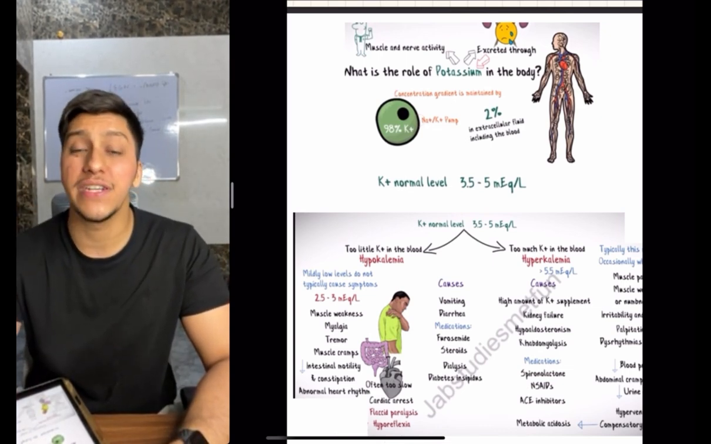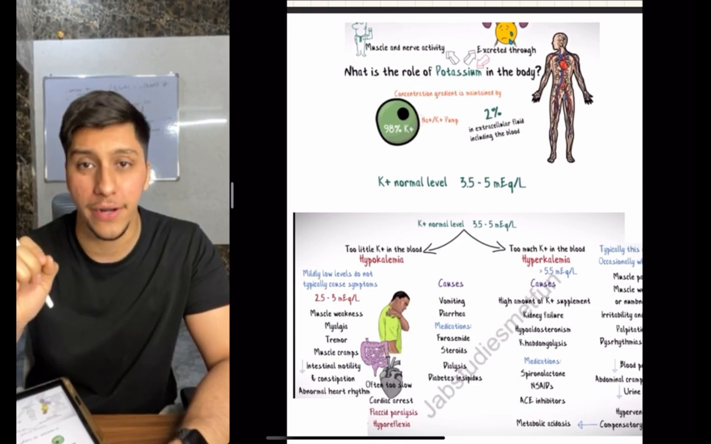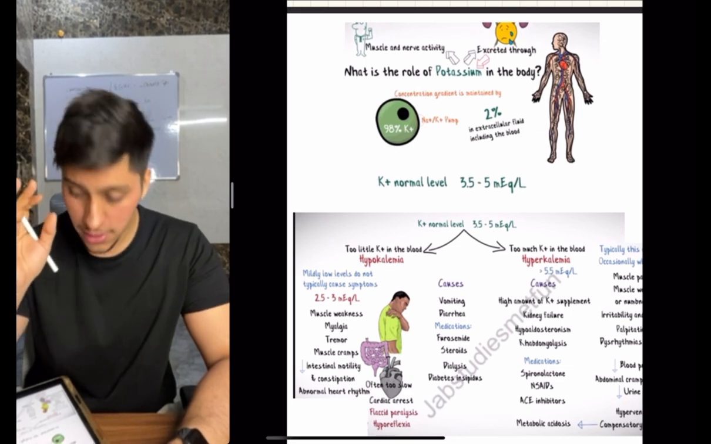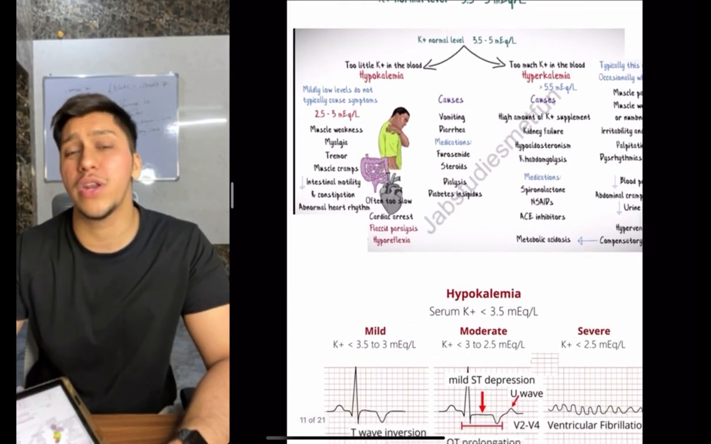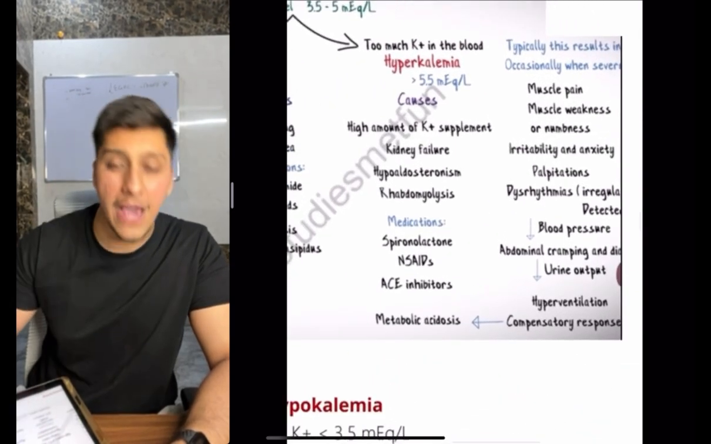Potassium: 98% is within the cell and 2% is in the extracellular fluid or in the blood. Alright, the normal value is between 3.5 to 5 milliequivalents. So basically you have two conditions. One is hyperkalemia and the other condition is hypokalemia. Let us talk about hyperkalemia first.